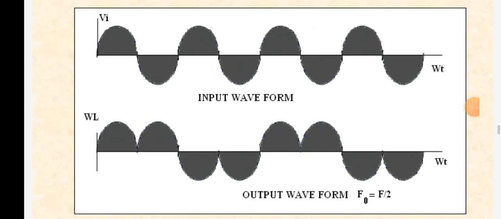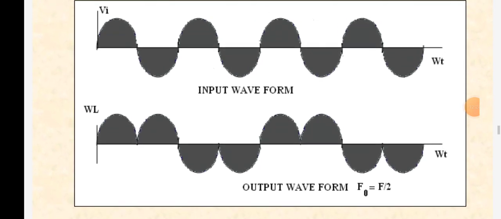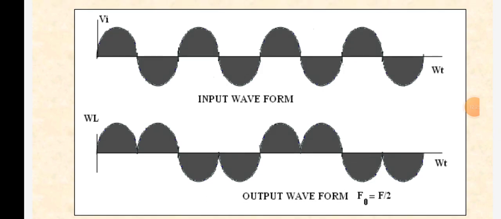So in the second wave, in the above first wave there is one positive, one negative, one positive and one negative, but in the second waveform it has two positive, two negative, two positive and two negative.